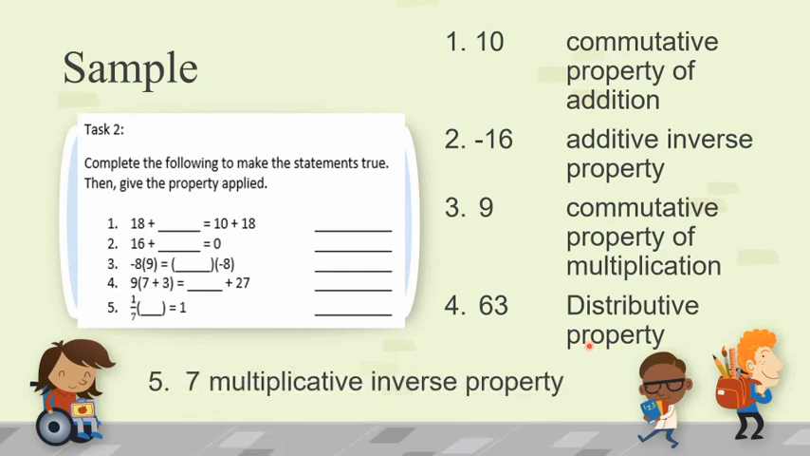Okay, for question number 5, we have here 1 over 7 times blank equals 1. So what number should be multiplied to 1 over 7 so that the product is 1? So the answer is 7. And since 1 over 7 is multiplied to its reciprocal, the property applied for this statement is multiplicative inverse property. Okay? I hope you understand the given sample for task 2.